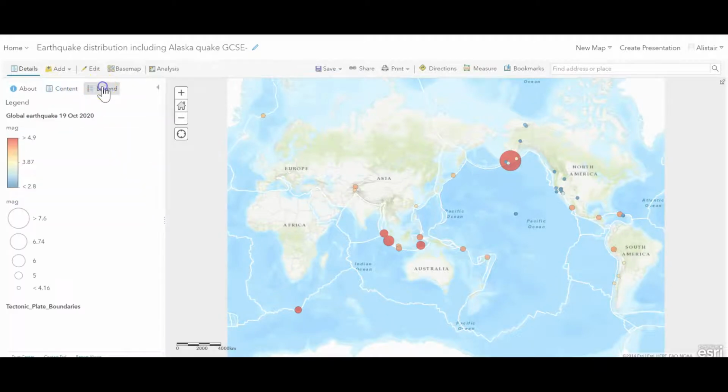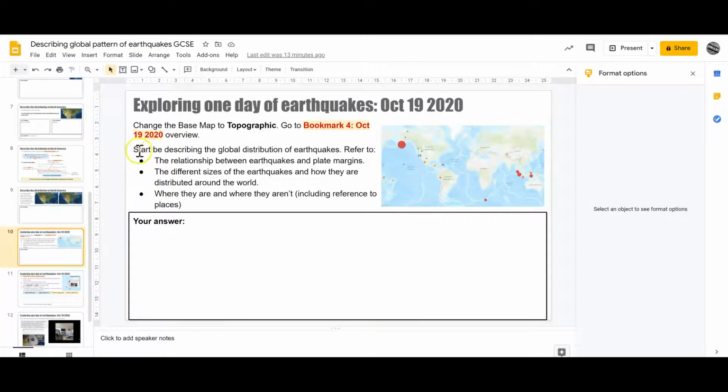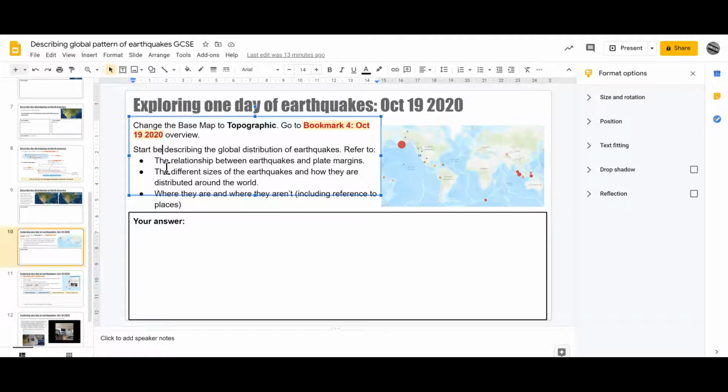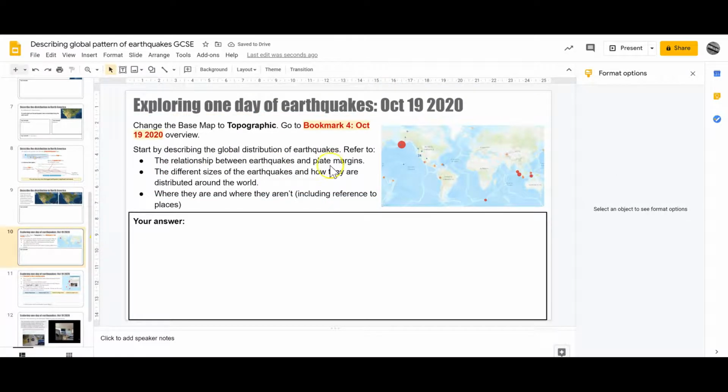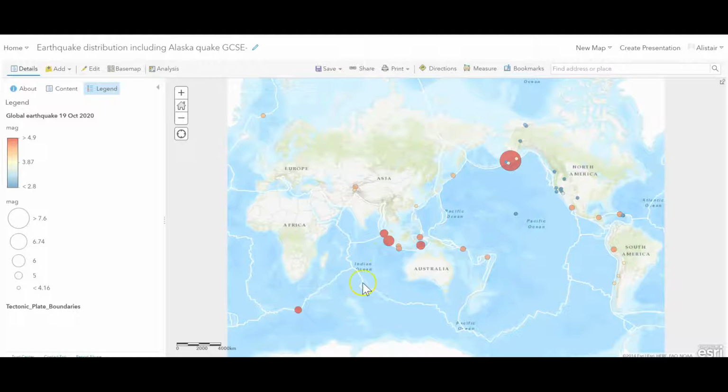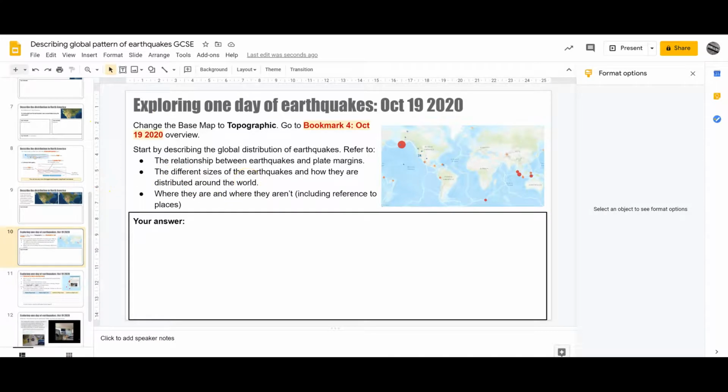Now we're going to pop this on to get the legend, and we can see that the size of the circle is proportional to the magnitude of the earthquake. Bigger circles are bigger earthquakes, but it's also color coded. The red colors are your bigger earthquakes as well, so you can see that. Okay, that is your first map. So you need to start, I'm going to change this now, start by describing the global distribution of earthquakes. Refer to the relationship between the earthquakes and the plate margins. There's your plate margins, there's your earthquakes. You also need then the different sizes and how they're distributed around the world.